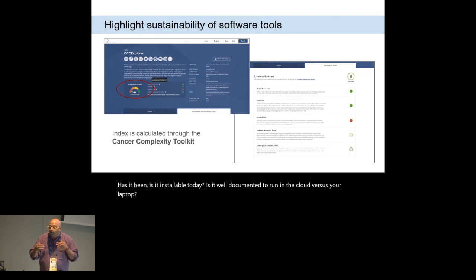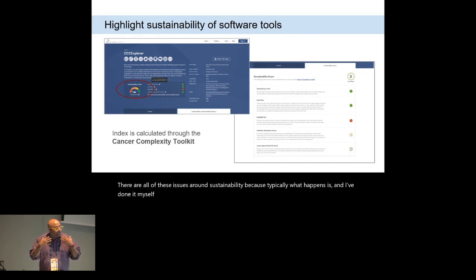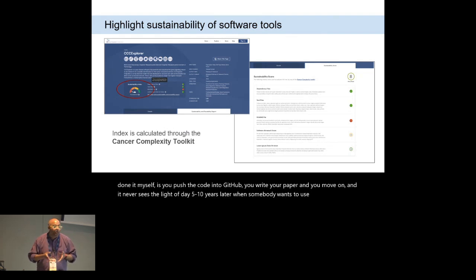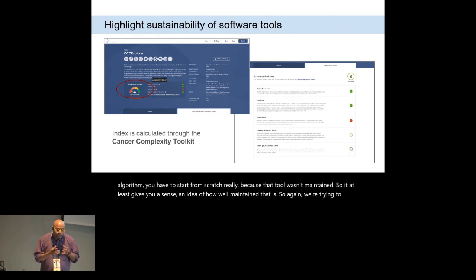So there are all of these issues around sustainability, because typically what happens, and I've done it myself, is you push the code into GitHub, you write your paper, and you move on, and it never sees the light of day. 5-10 years later, when somebody wants to use that tool or algorithm, you have to start from scratch, really, because that tool wasn't maintained. So it at least gives you an idea of how well maintained that is. Again, we're trying to build a community around how we measure sustainability of tools.